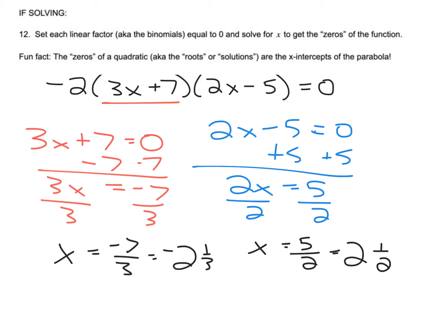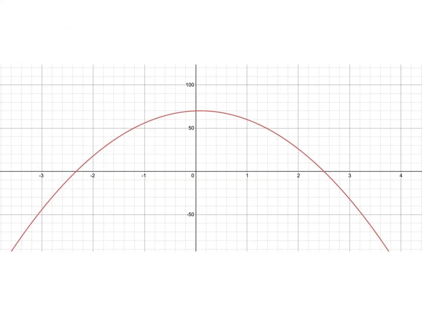Okay, and I will show you a picture of the graph and we will see if this graph equation does actually cross there. And as you can see, we had x is equal to negative 2 1/3. This is a third of the way over between negative 2 and negative 3. That one's right there. And x equals 2 1/2 right there.